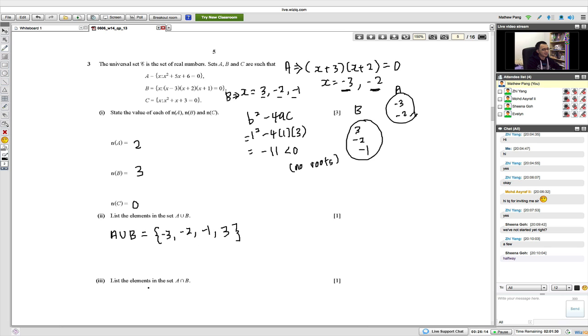And list the elements in the set A intersect B. A intersect B means you have to find something both of the sets have in common. When they intersect, it's -2, isn't it? So A intersect B will actually equal -2. Right, that's all. So far okay, right? If you have any problem you can stop me. Okay, then we move on to the next part.